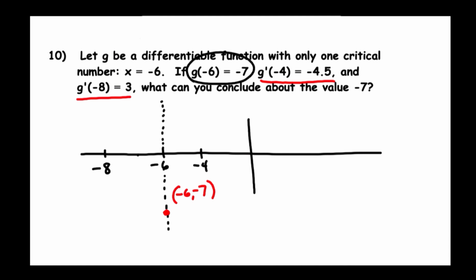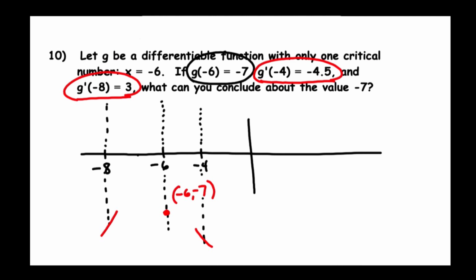It says that the derivative at -4 is negative, which means if I'm along this dotted line here, my slope or derivative is negative. Okay. And if I'm along this dotted line, it says that the derivative, g prime, or slope, is +3, so it's just rising.